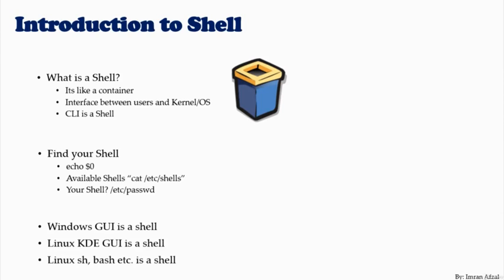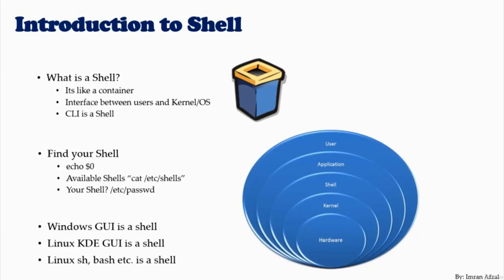In Windows, the GUI is a shell. In Linux, the KDE GUI is a shell. In Linux, sh, which is shell, bash, etc. All these are shells that are provided to a user. Looking at this diagram again, we are second from the top. You'll see the application talks to the shell, and then the shell talks to the kernel, and the kernel is the one telling the hardware what to do.